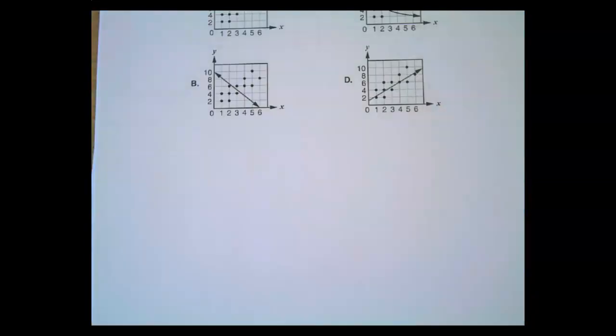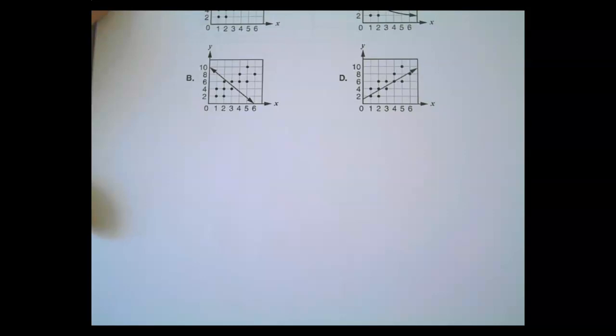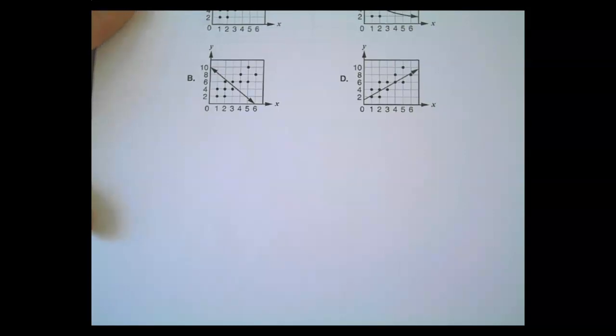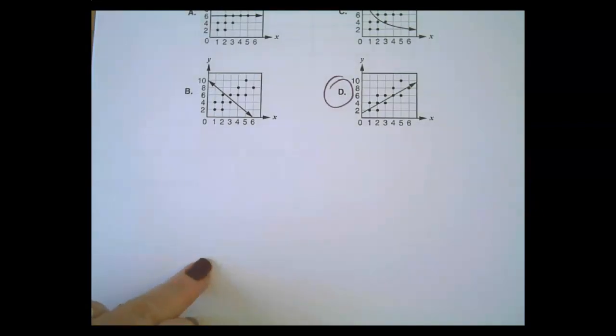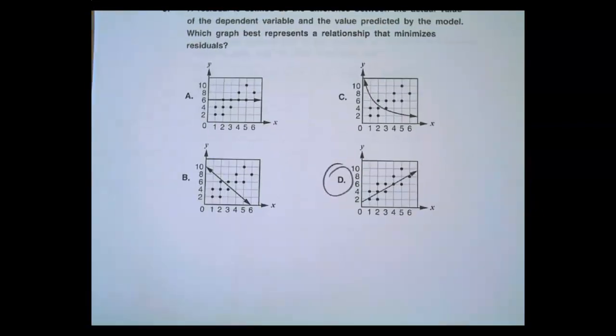Okay, 2 more. A residual is defined as the difference between the actual value and dependent value. Which graph is best represented of a relationship that minimizes the residuals? So the residuals just are the dots and how close they are together. So hopefully you know that D is an excellent example of a trend line. We just learned that, right? We're good with that one.